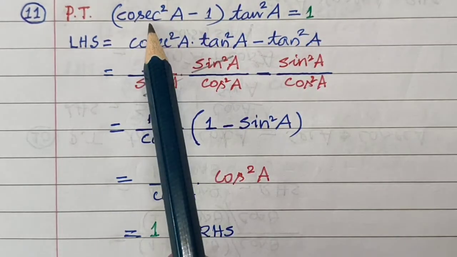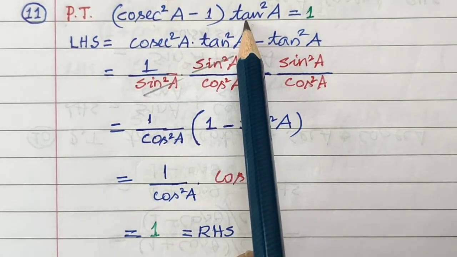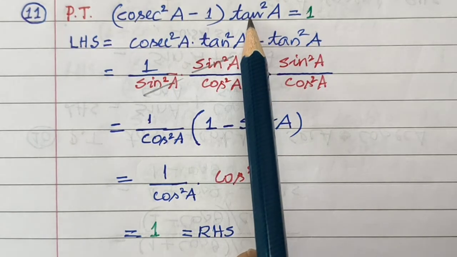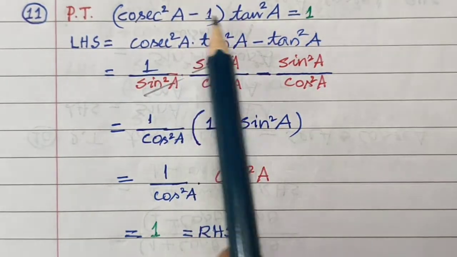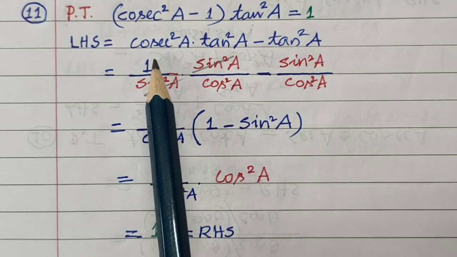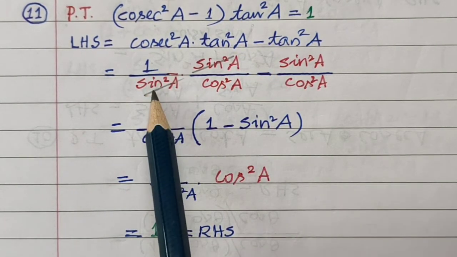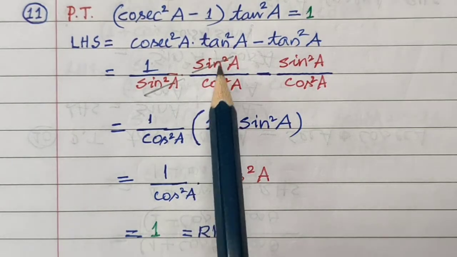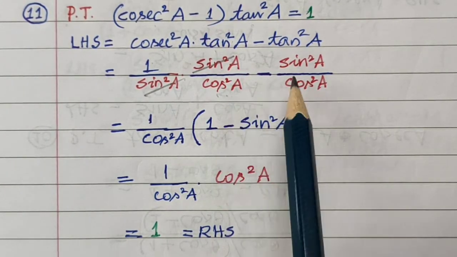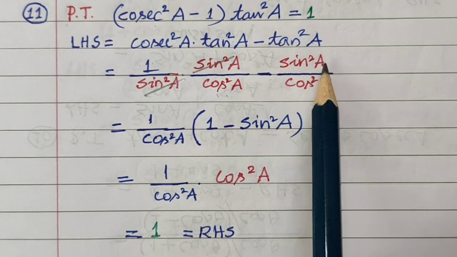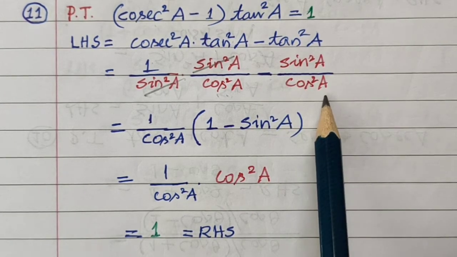Prove that cosecant square A minus 1 into tan square A is equal to 1. So convert all this cosecant and tan into sin and cos. First you get cosecant square A into tan square A minus tan square A. Cosecant square A can be written as 1 by sin square A, into tan square A, which is sin square A divided by cos square A, minus tan square A, which can be written as sin square A divided by cos square A.